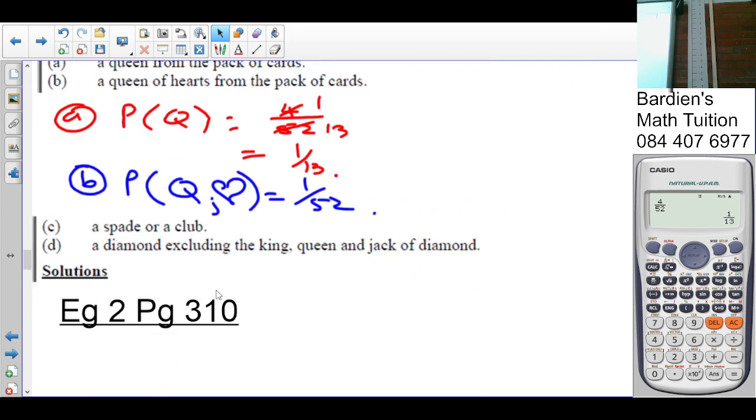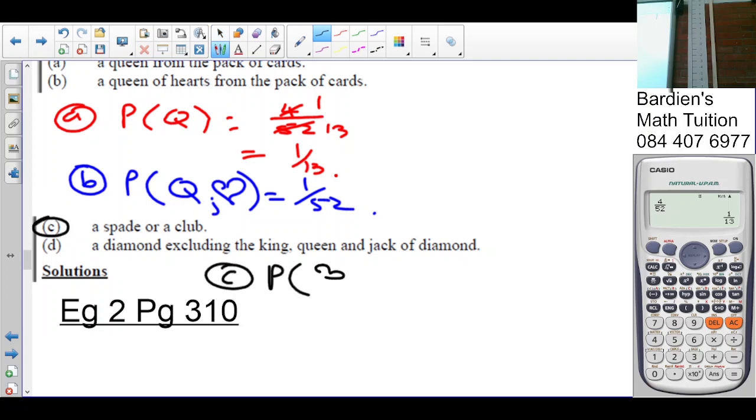Spade or club? How many spades are there? 13. Clubs? 13. So the probability of clubs or spades is going to be 26 out of 52, which is?